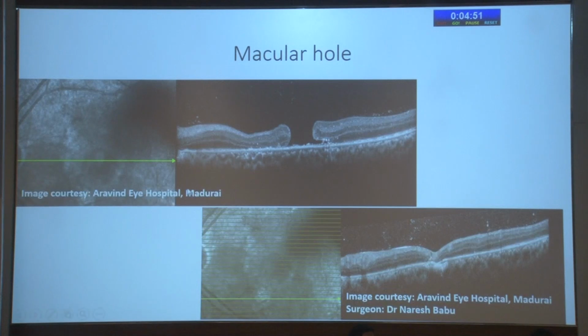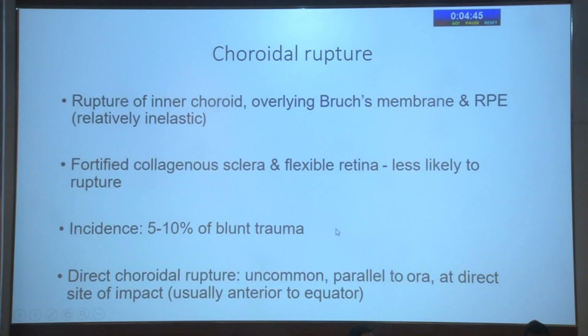So this is a case that was operated by Dr. Naresh sir, and a good visual outcome and anatomical outcome was seen. Then is the choroidal rupture. Rupture of inner choroid, outer Bruch's membrane and RPE. The fortified collagenous sclera and the flexible retina is less likely to rupture. So the incidence is around 5 to 10% of the blunt trauma.